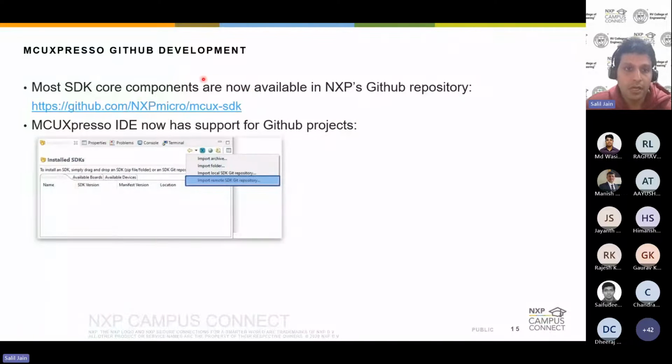In terms of GitHub development, NXP is also managing a GitHub repository. This is the link of that GitHub repository, where you can check this URL and see the applications available here. Based on your requirement, you can download from GitHub, compile it, and see what the features are and how you can use it for your application.